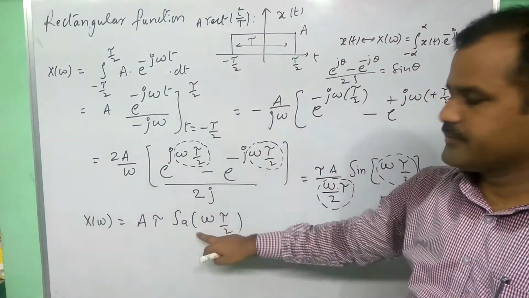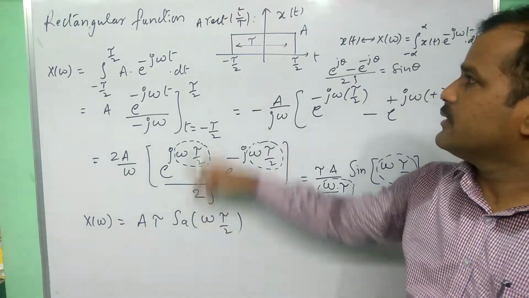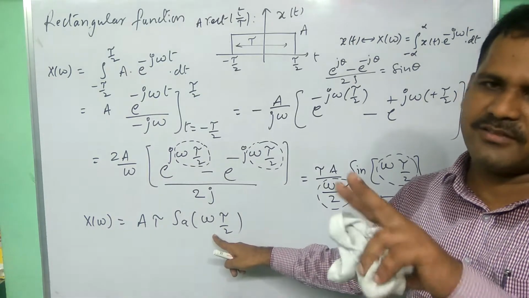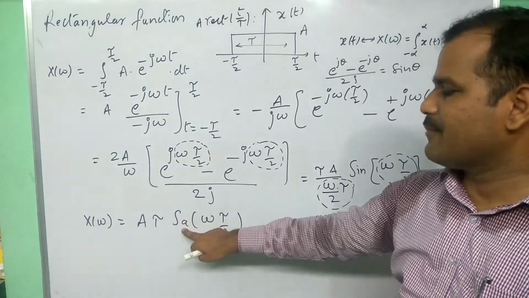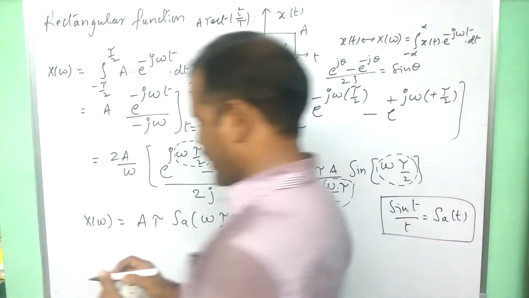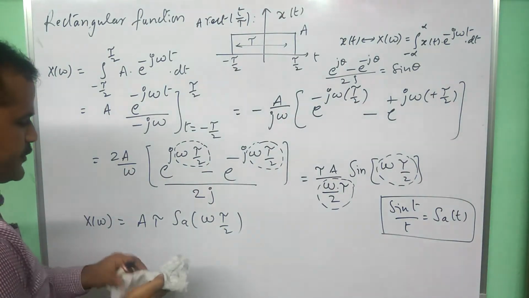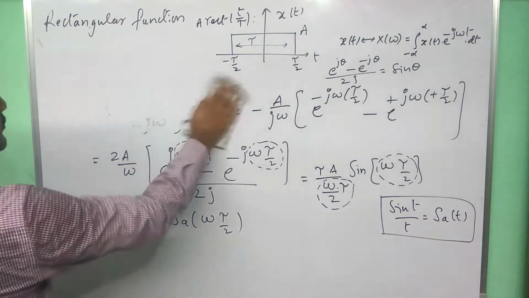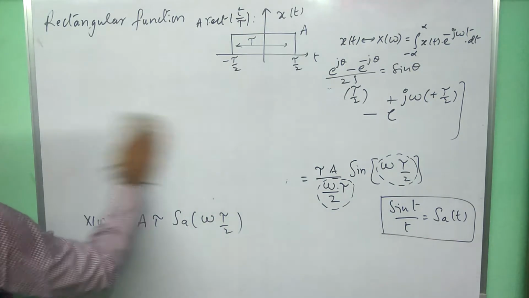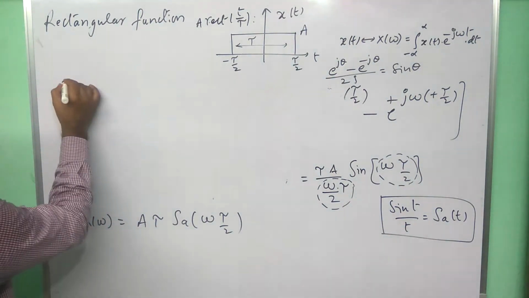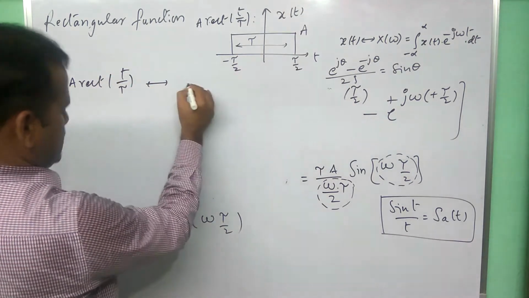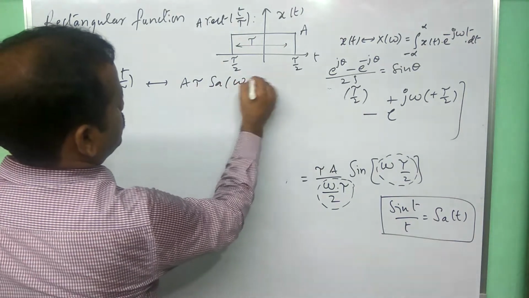If you get this pair, by using the duality property, this rectangular function is in the time domain and the sampling function is in the frequency domain. By using the duality property, we can exchange the signals from one domain to the other. So if I take the sampling function to the time domain, the rectangular function comes to the frequency domain. Let us apply that duality property to find the sampling function's Fourier transform. I am writing this Fourier transform pair separately now. So we got the rectangular function t/τ with Fourier transform Aτ Sa(ωτ/2).